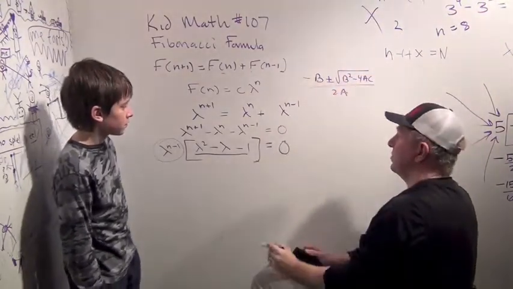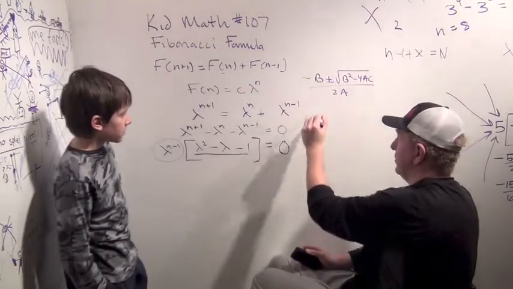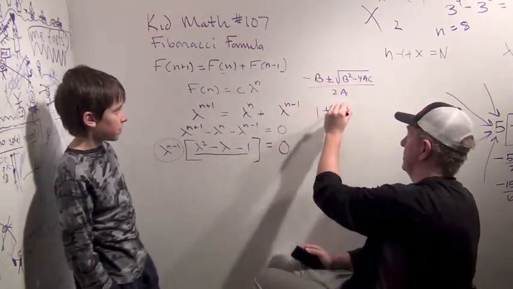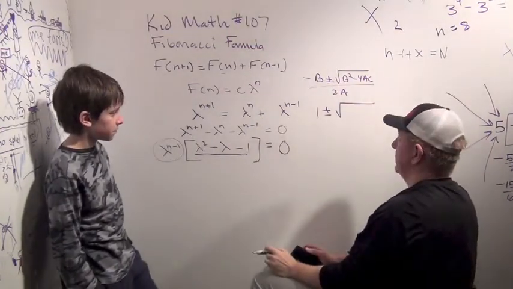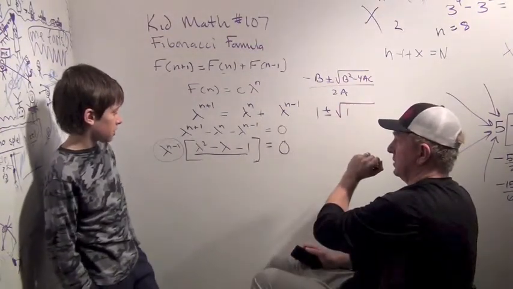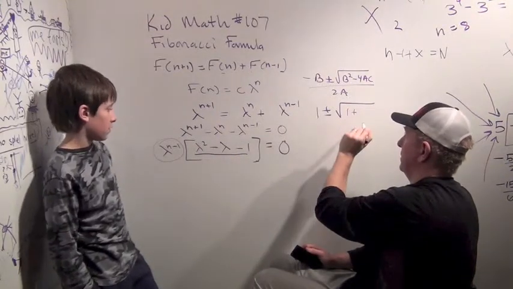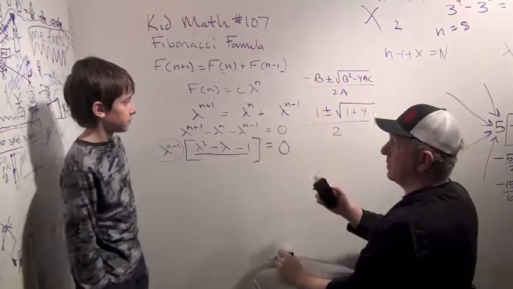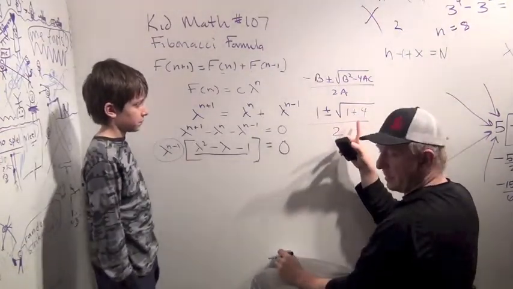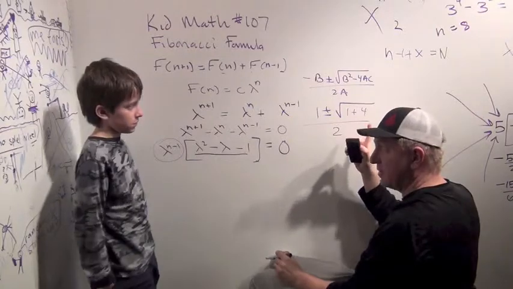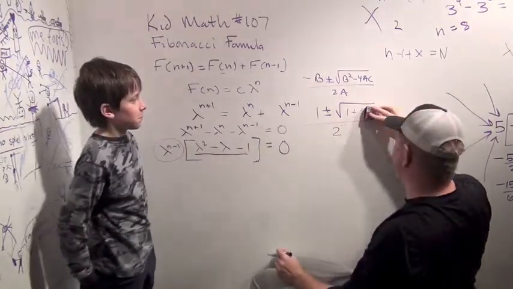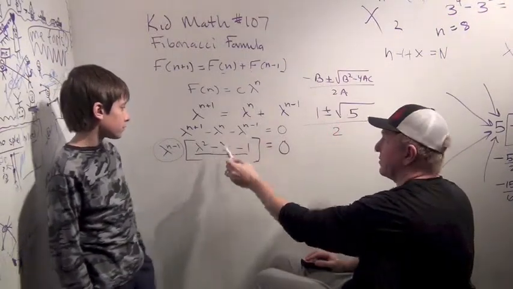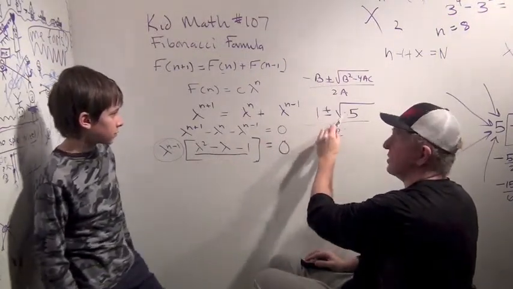Okay, so fill in the numbers for me. So it would be 1, negative 1, plus or minus the square root of 1 plus 4, over 2. And real quick, should we get a calculator? 1 plus 4, it's 5. There we go. So look what we got. The possible values of lambda are 1 plus or minus the square root of 5, over 2.